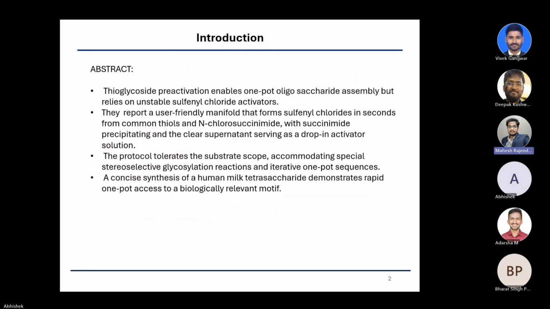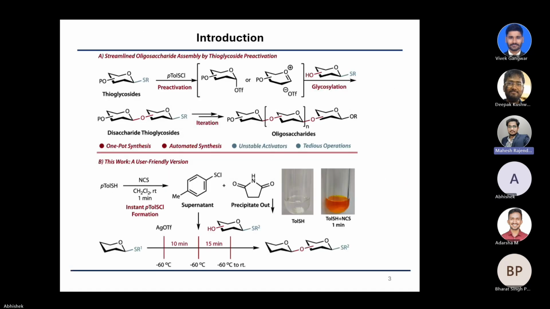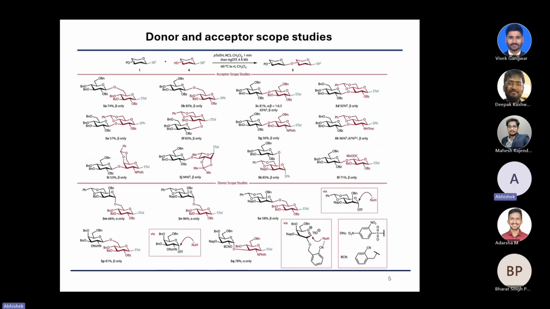Nice presentation, Abhishek. Go to slide 5. Actually, I didn't understand what SR1 and SR2 are. SN1, SN2? No, SR1. Yes, this.